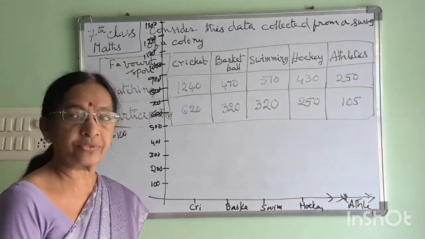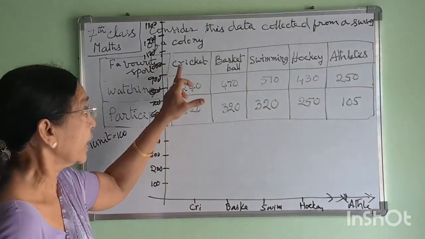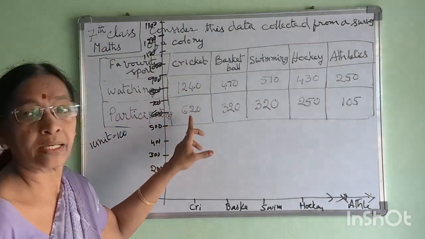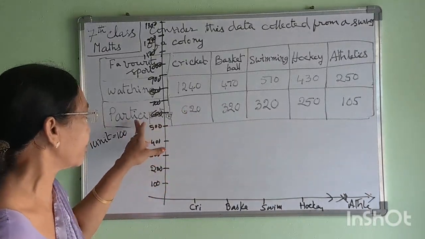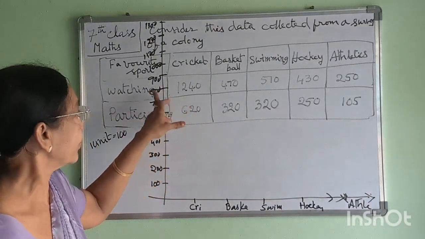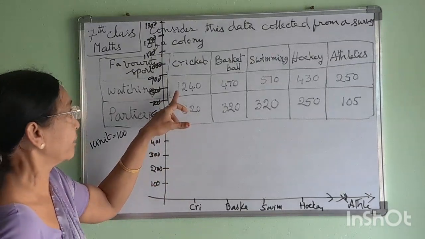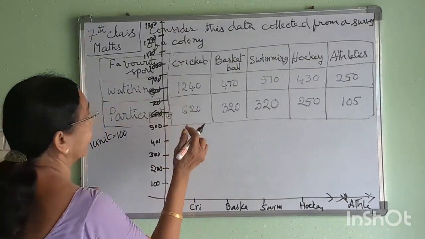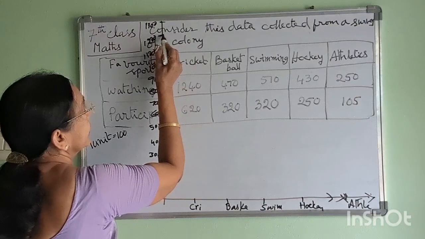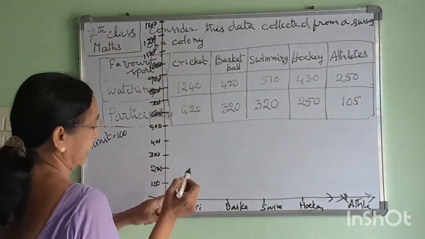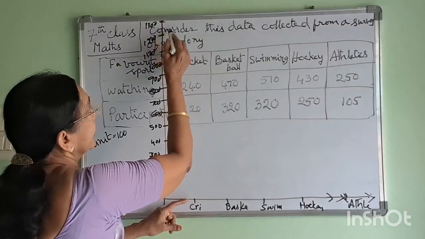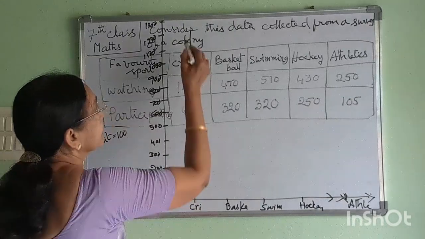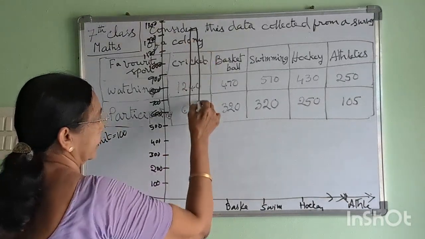We will draw two bar graphs. One is regarding the number of people watching the game, and the other is the number of people participating in the game. First we will draw the bar graph for the number of people watching the game. Cricket is watched by 1240. This is 1200 and this is 1300, so we get 1240 somewhere here. Therefore this bar will be of this height, 1240.